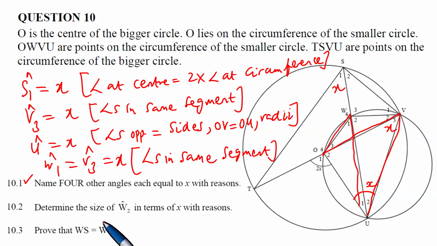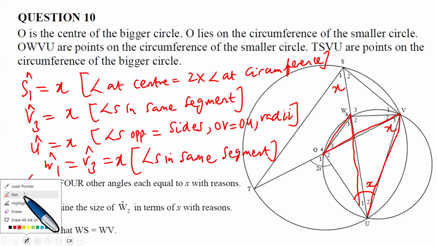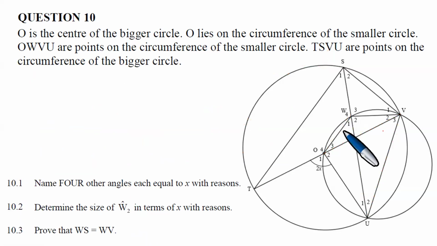That's awesome. Good news. Let's continue with more problems. Determine right now the size of the angle W2. We found that V3 is X, you're seeing that this one is X, we've seen that the whole of U is X, and this one is X. Determine the size of the angle W2.